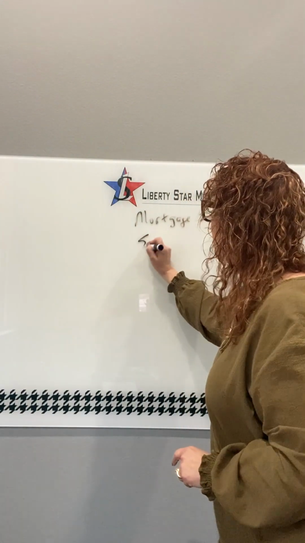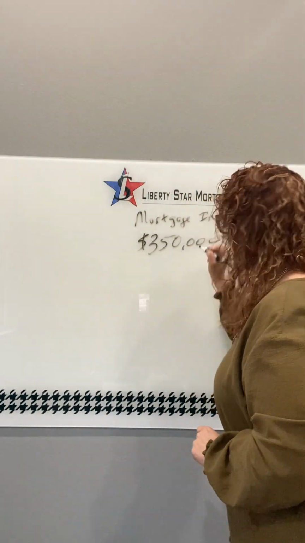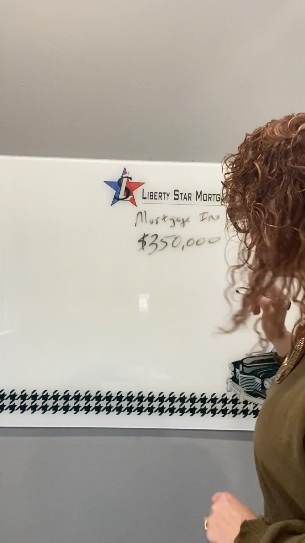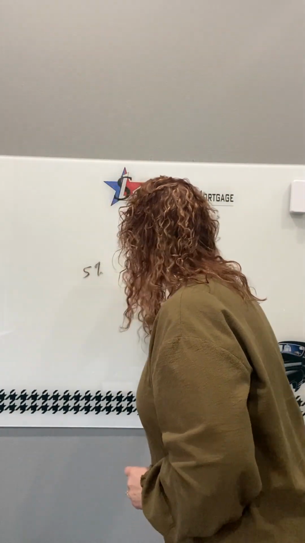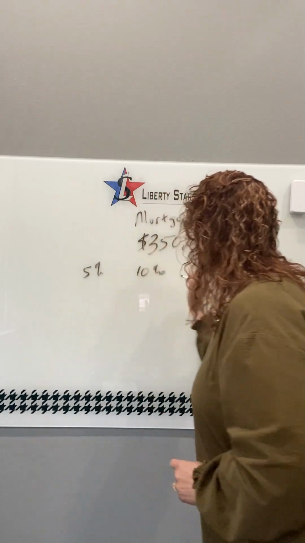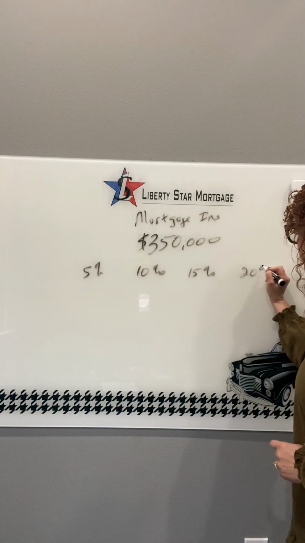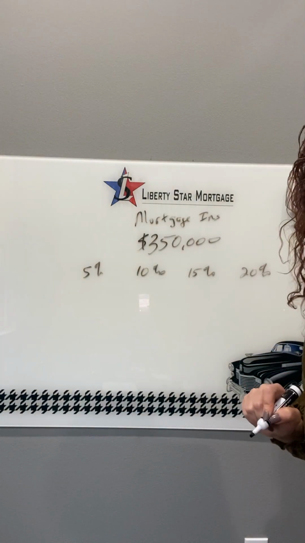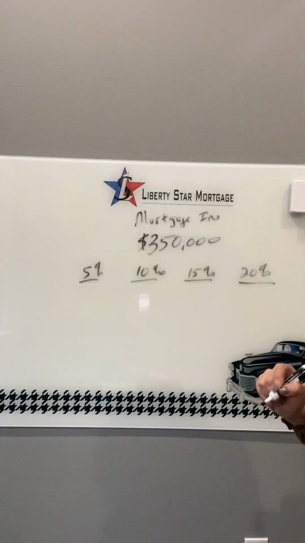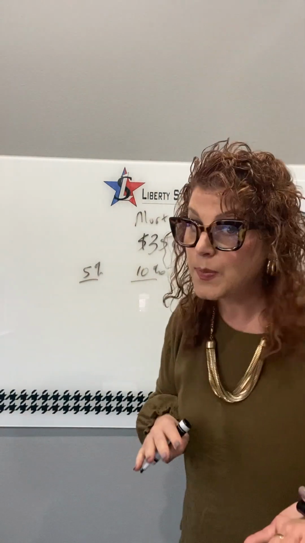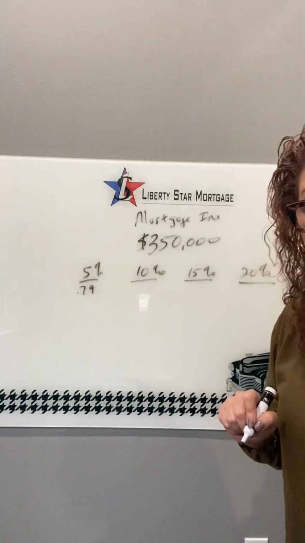Let's say we have a house with a sales price of $350,000, right? And we're gonna look at 5% down, 10% down, 15%, and 20%. So that's your down payments. We're gonna have a different insurance rate because it's based on risk, like all insurance is. I'm gonna use a factor of 0.79.